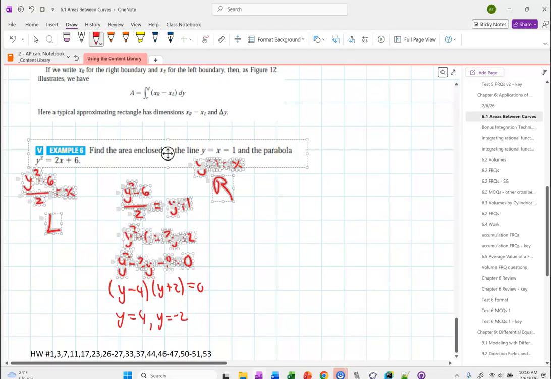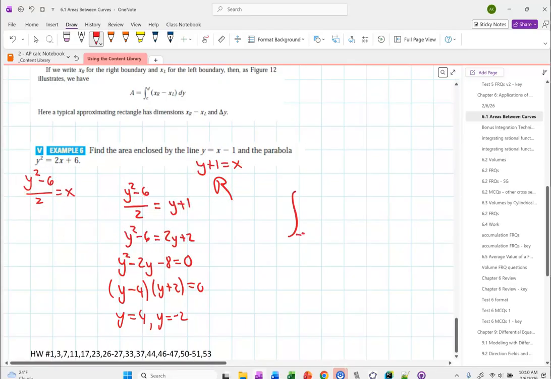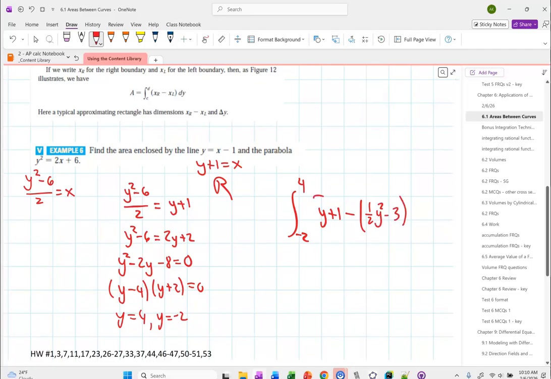So we'll integrate from -2 to 4 of y plus 1 minus, and I'm going to write this as just 1/2 y squared minus 3, just to make my life a little bit easier. Everybody happy? I'm going to distribute through that negative sign and combine some like terms, and write this into standard form, so when I do the antiderivative, it'll be a little cleaner for me that way.